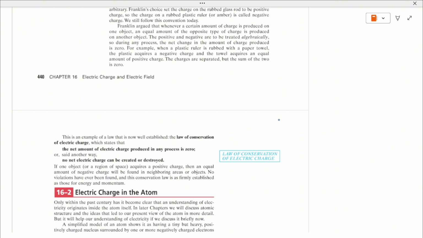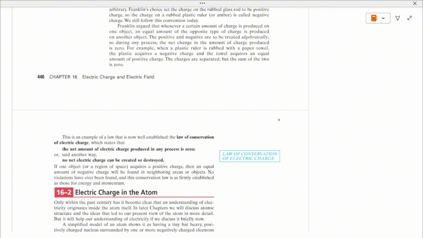Ben Franklin also theorized that the amount of charge produced on one object was equal and opposite to the charge produced on another object. So the plastic ruler from above, after it's rubbed with a cloth and becomes electrically charged, was negatively charged in the example above. According to Ben Franklin, the cloth received a positive charge equal to the magnitude of the negative charge.